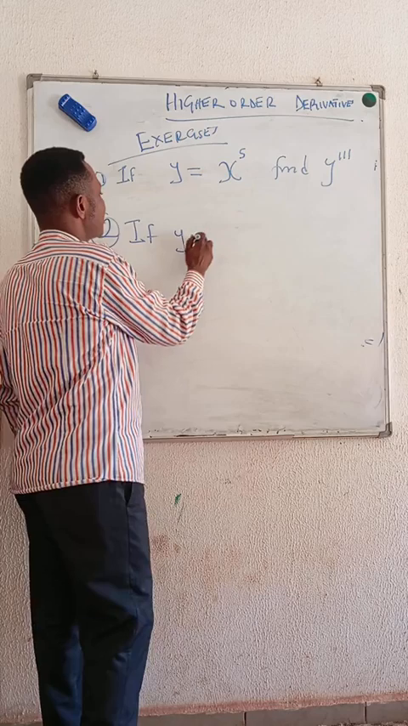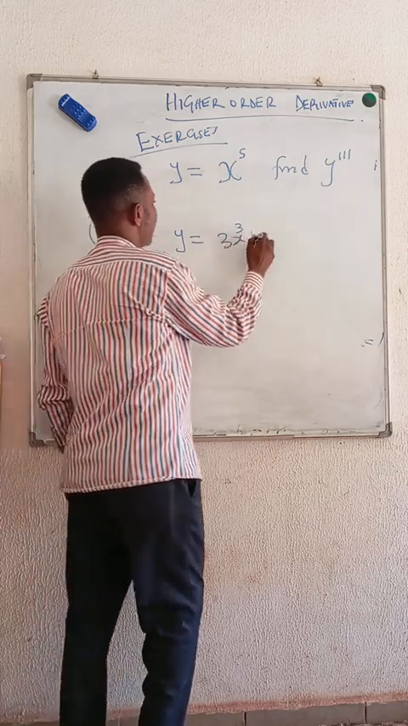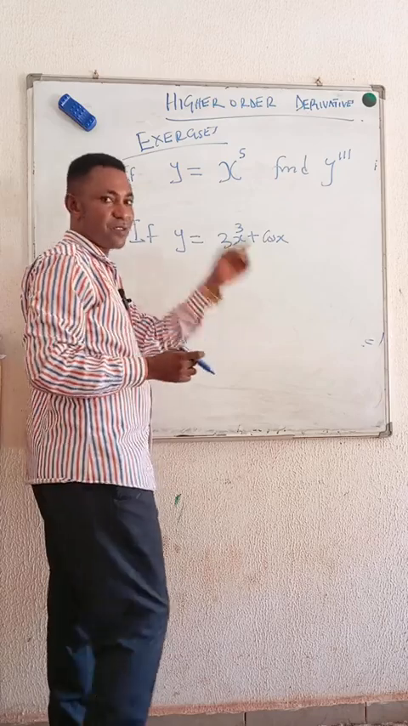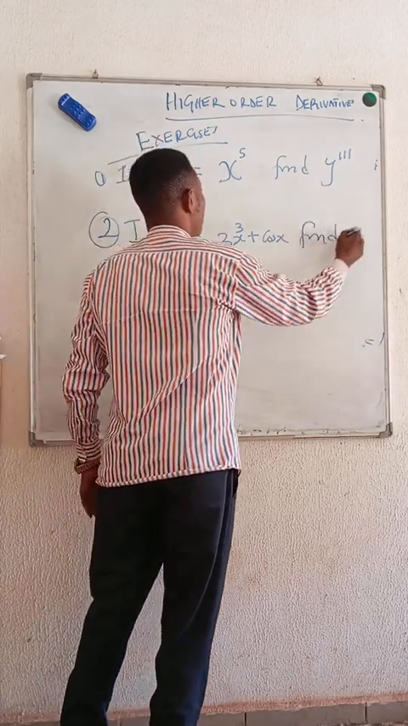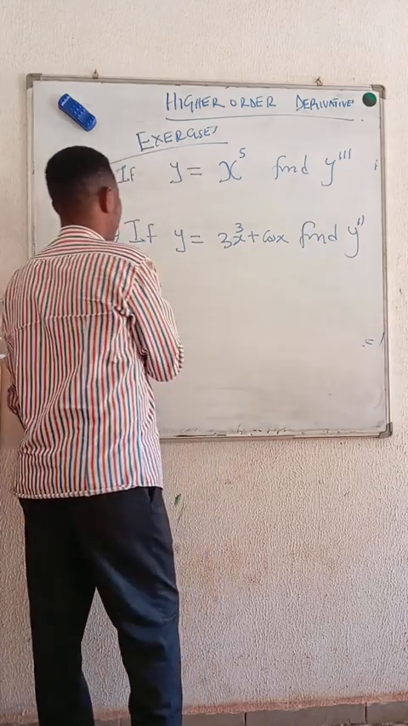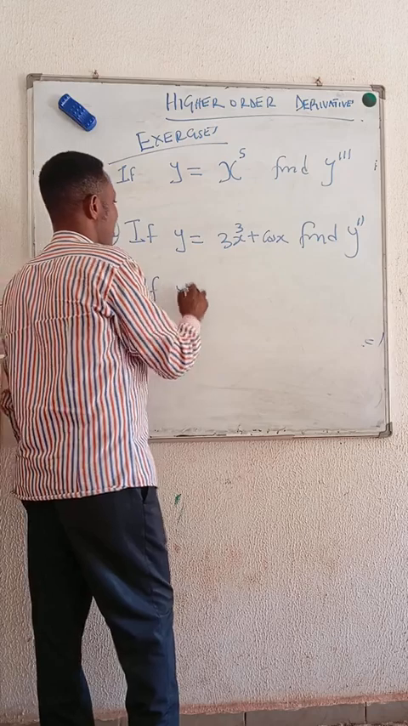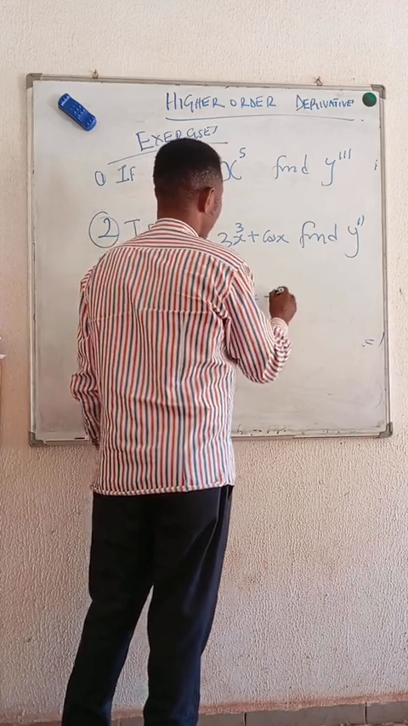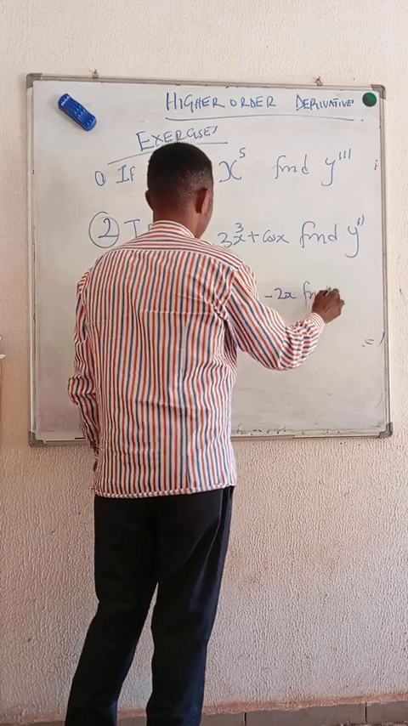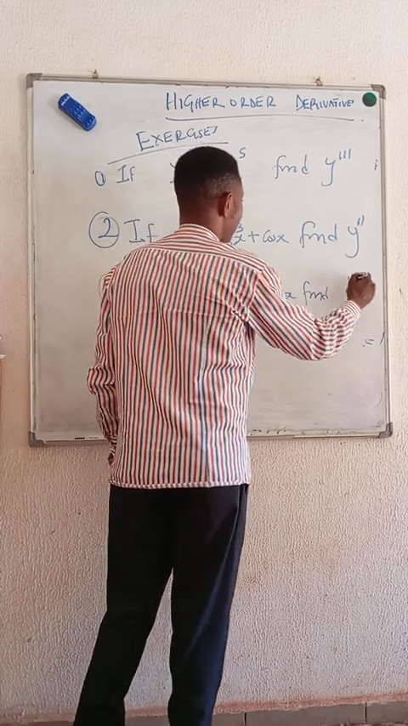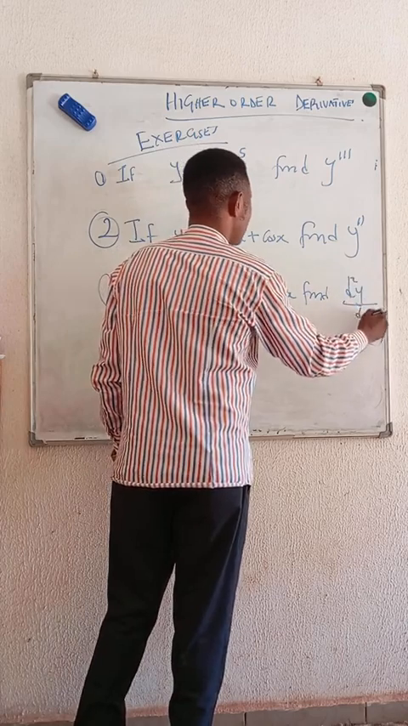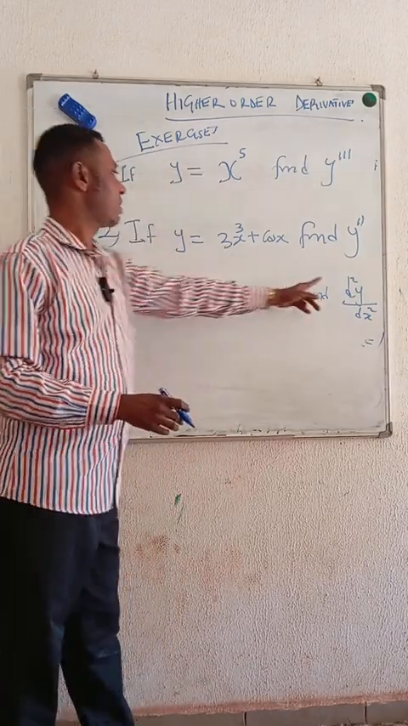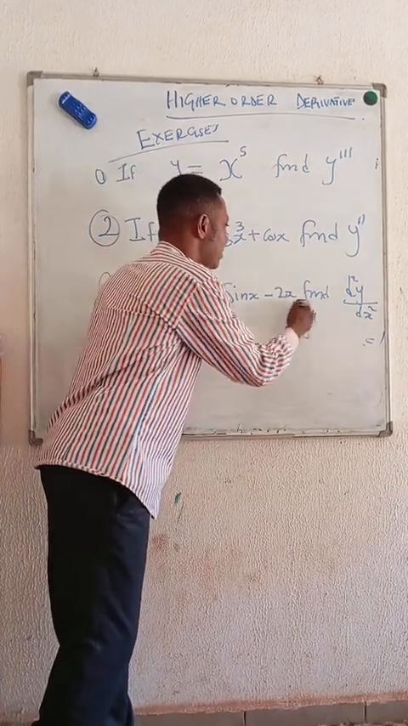If y equals 3x power 3 plus cos x, I hope it's different from what we did before. Find the second derivative. And finally, if y equals sin x minus 2x, find y prime. So these are the 3 exercises.